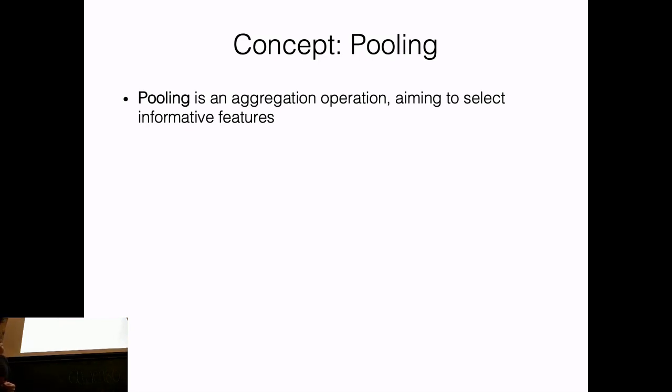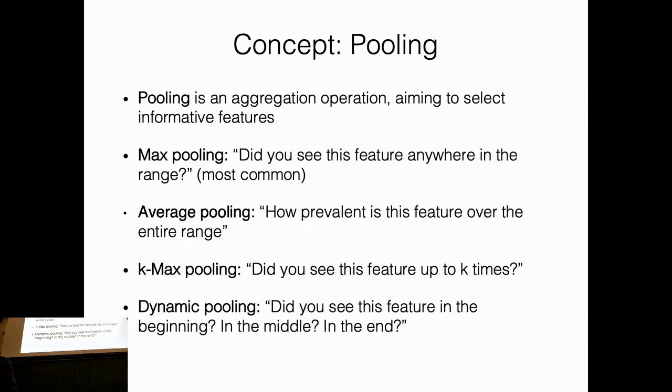Another concept is also very easy to understand. We call it pooling. In natural language processing, most of the time you should conduct an operation we call aggregation. Pooling is a typical aggregation operation. Why do we use pooling? Because we want to get more informative information, and in some other cases we also want to solve the variable length problem.